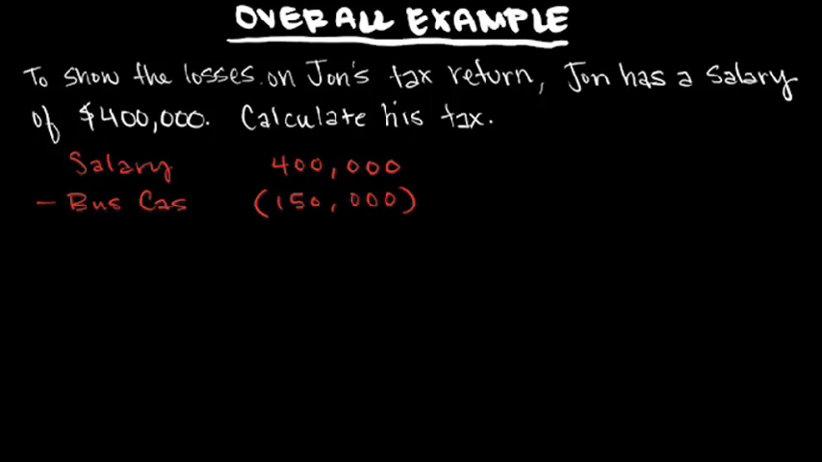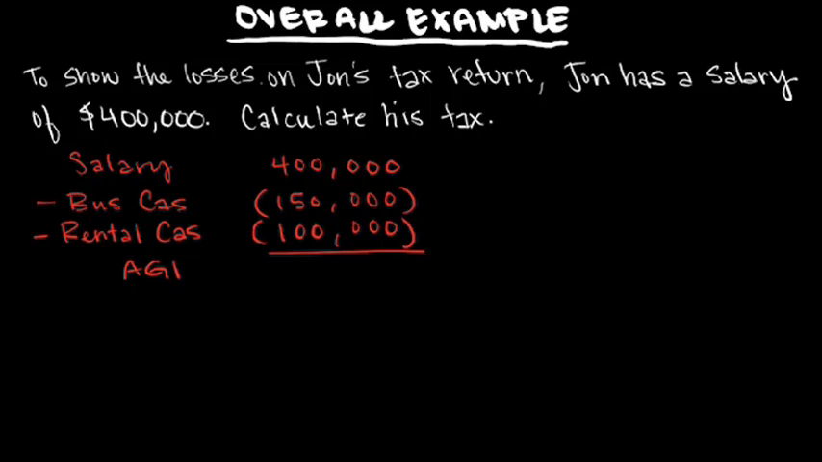We then want to take his rental loss of $100,000. This was a result of the rental that he was renting to a professional. We then compute AGI. His AGI is $150,000. Now we take the itemized casualty and theft losses from AGI as itemized deductions.